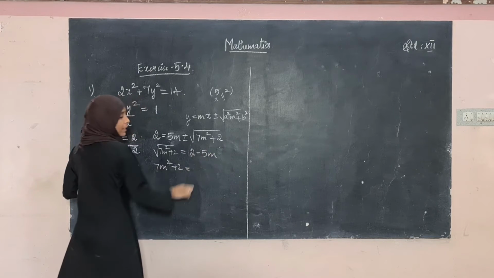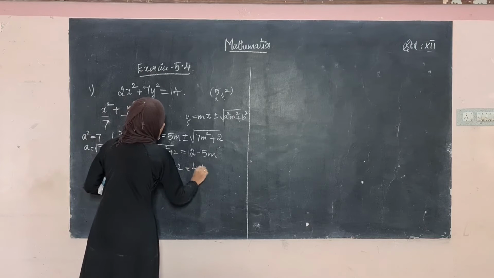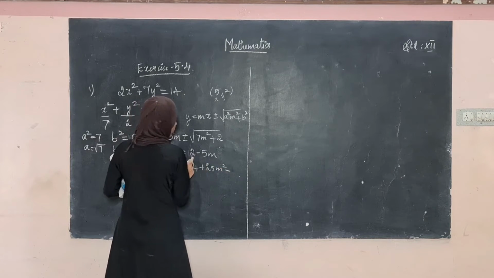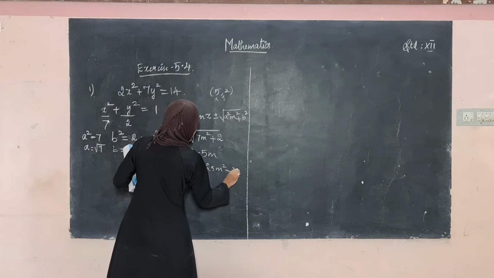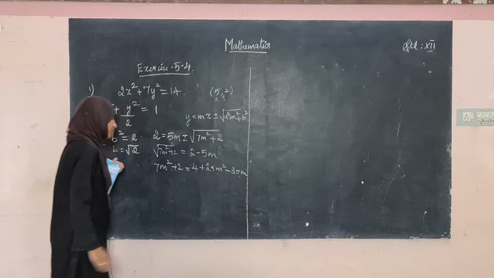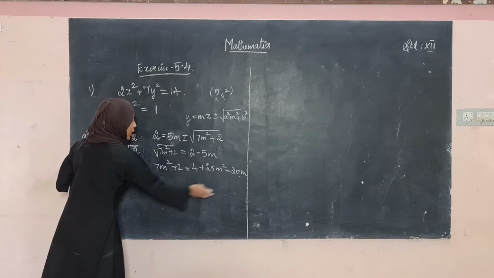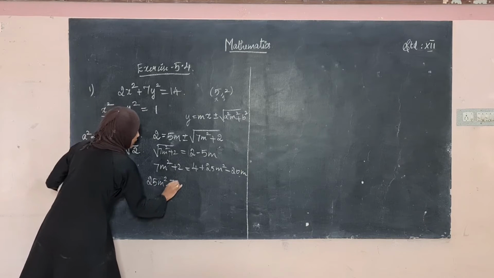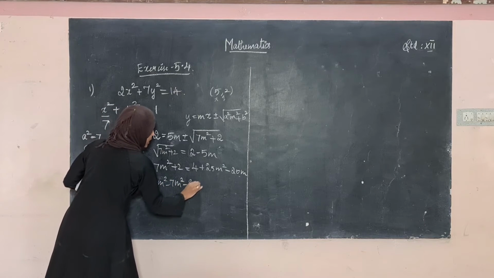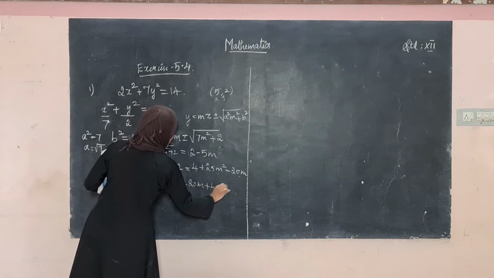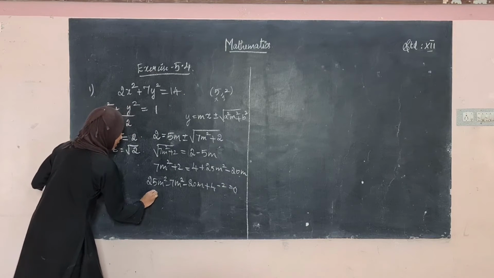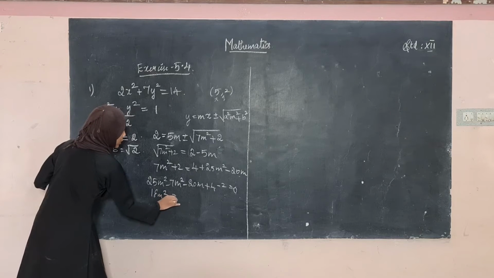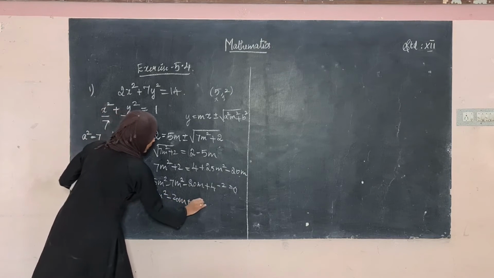The whole square, in the (a minus b) whole square format, is 4 plus 25m square minus 5 twos are 10, 10 into 2 is 20, 20m. Okay, so bring these two terms to that side. What happens? 25m square minus 7m square minus 20m plus 4 minus 2 equal to 0. That is 25 minus 7 is 18m square minus 20m plus 2 equal to 0.